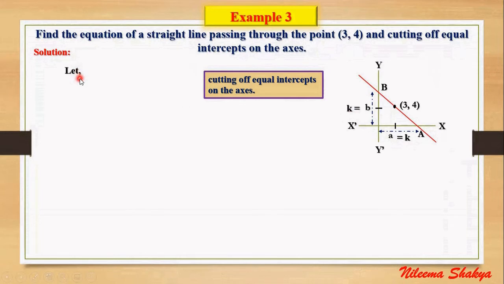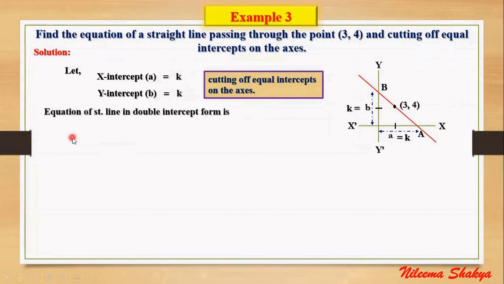So let's write it over here. X-intercept a equals k, we have supposed it. And y-intercept b is also equal to k, because it says that the line is cutting off equal intercepts on the axes. Both the intercepts are equal. Also, we know that the equation of a straight line in double intercept form is x by a plus y by b equals 1. Now let's substitute for a and b.